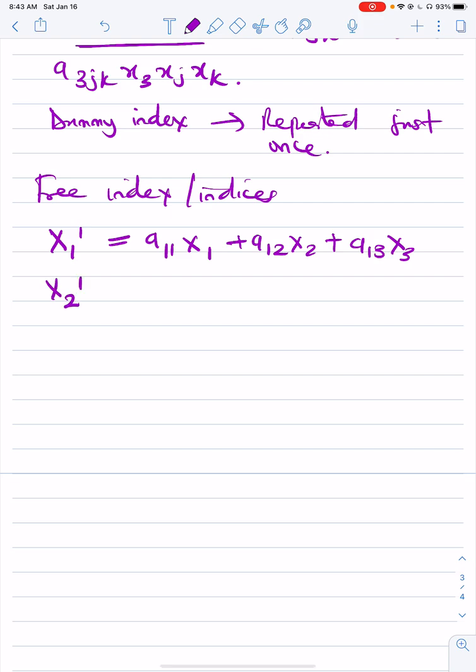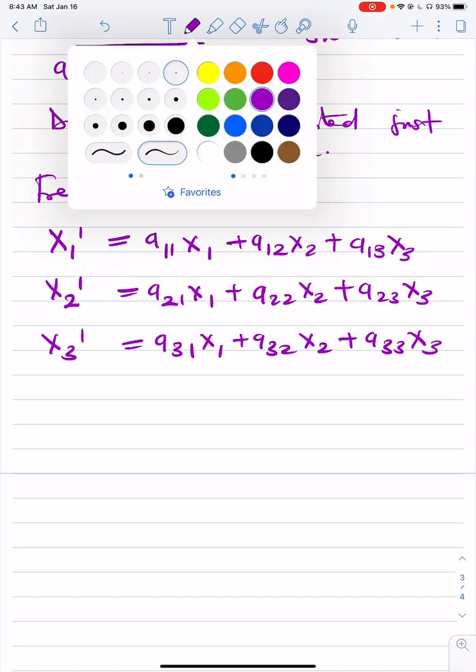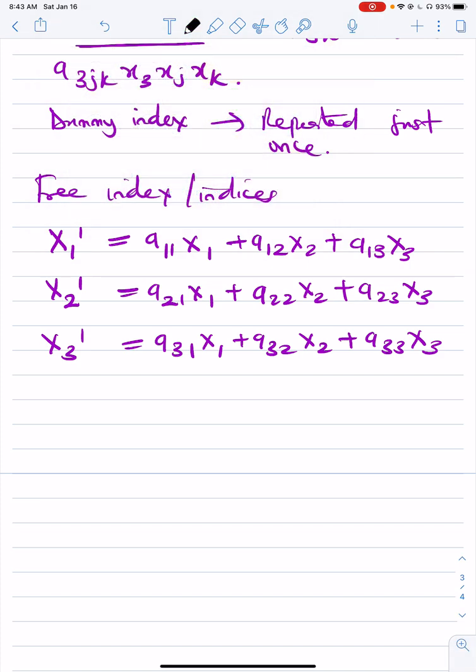And if you have this for 2, x1, plus a22 x2 plus a23 x3, and x3 this to give you a31 x1 plus a32 x2 plus a33 x3. Okay, now let me just explain. Basically, if you look at the very first expression we expanded, it looks like this, right? But in this case, we are making it more like a linear combination of a's and x's, right?